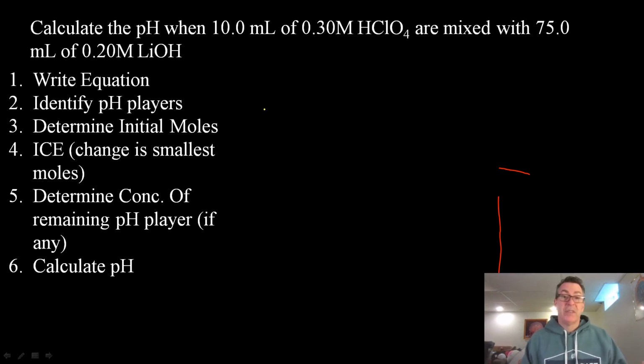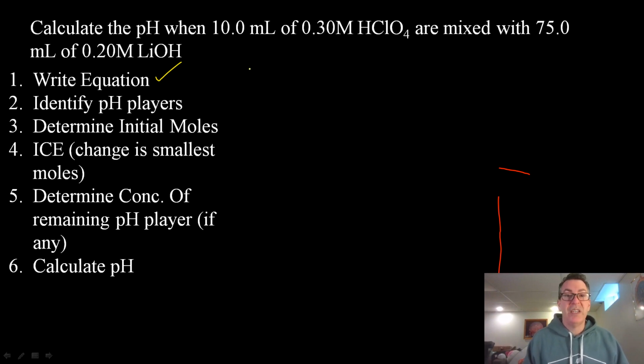any problem. Now, some of the steps change a little bit in terms of how involved they might be, especially like step number 6, where it just says calculate the pH. Sometimes that gets a little more involved, but let's try this one because it should be one of the easier ones. So we're going to start with step number 1 here, which is write the equation.